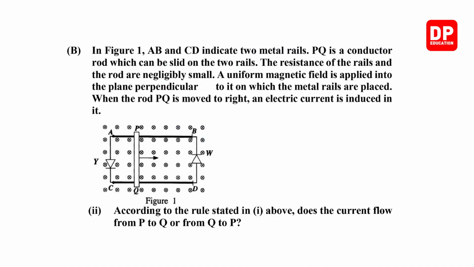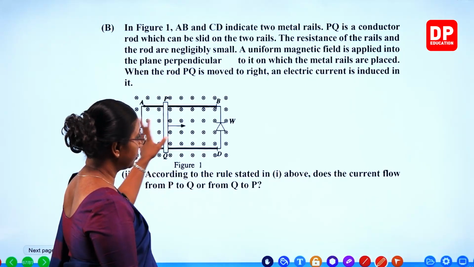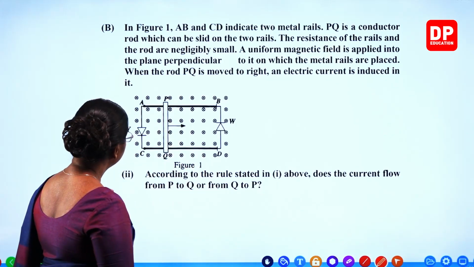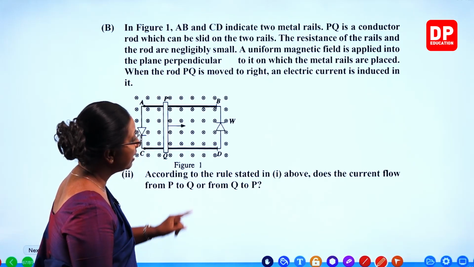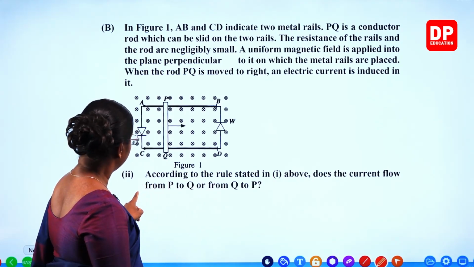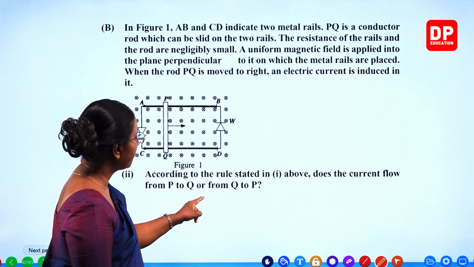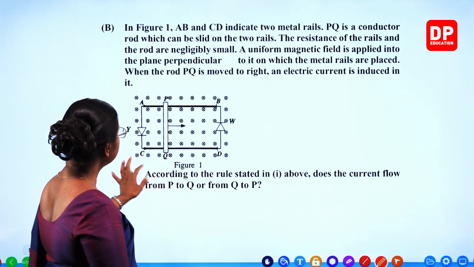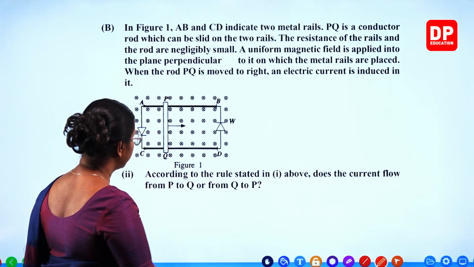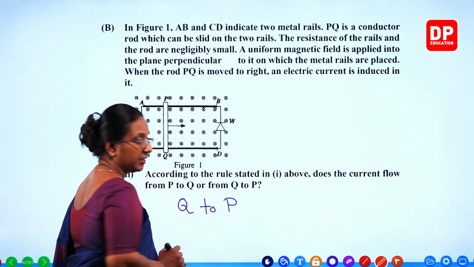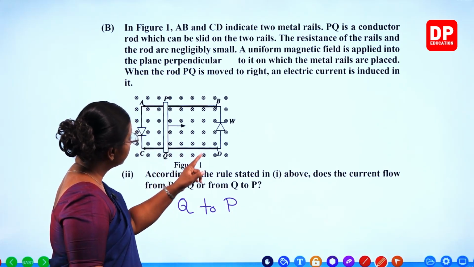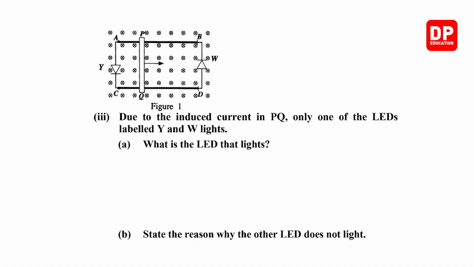So with that, the next part. Again, part B, the introduction, everything is given. We already understood the question. Part 2: according to the rule stated in 1 above, does the current flow from P to Q or from Q to P? So we understood that it flows from Q to P. So the answer is Q to P. Is that clear, student?